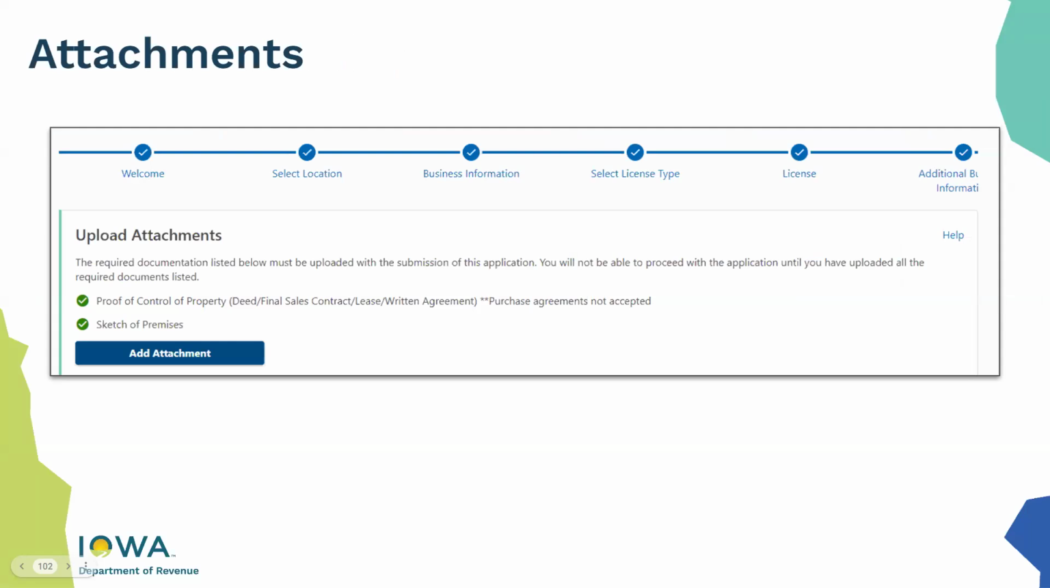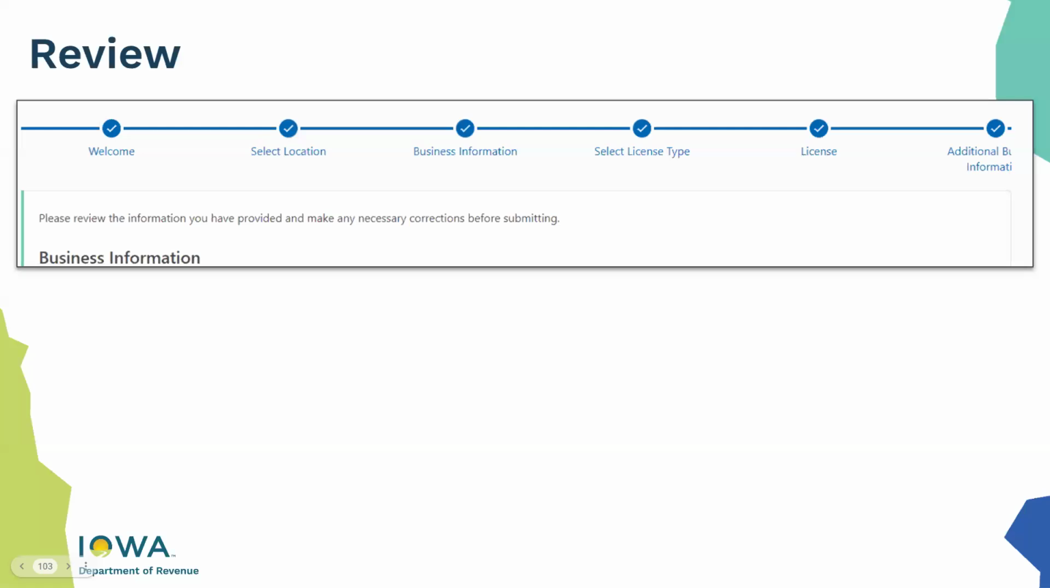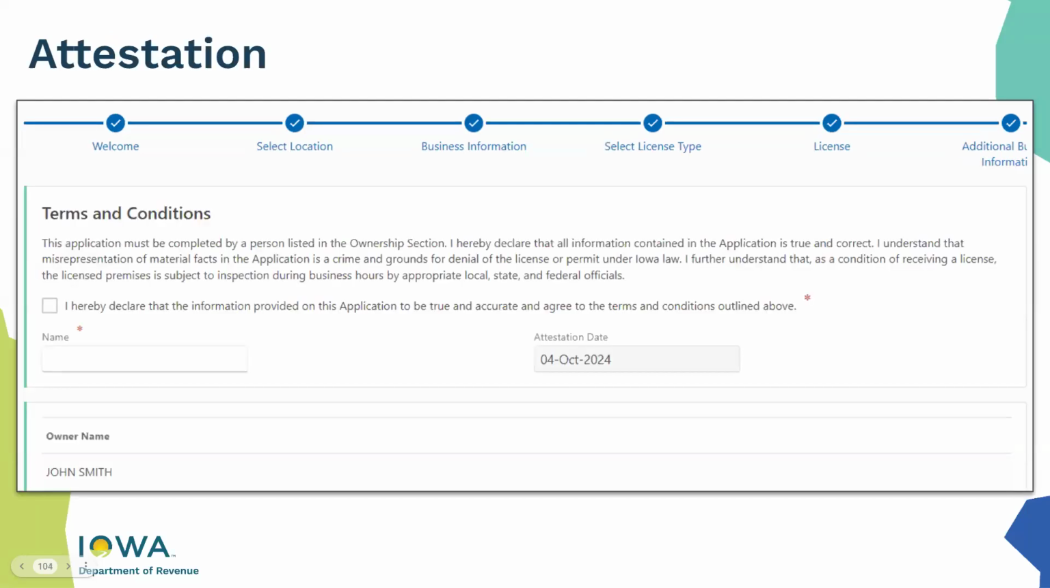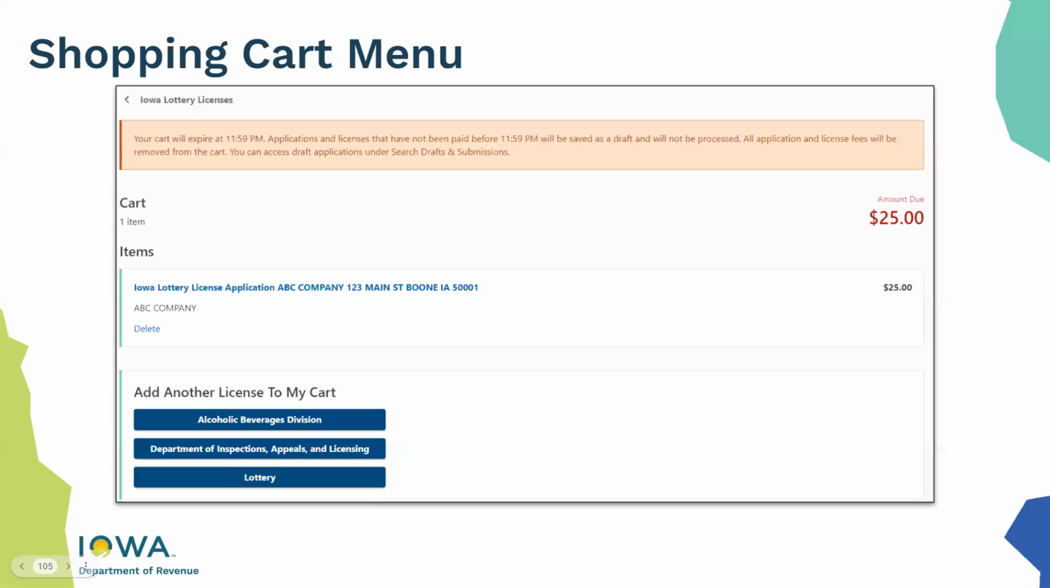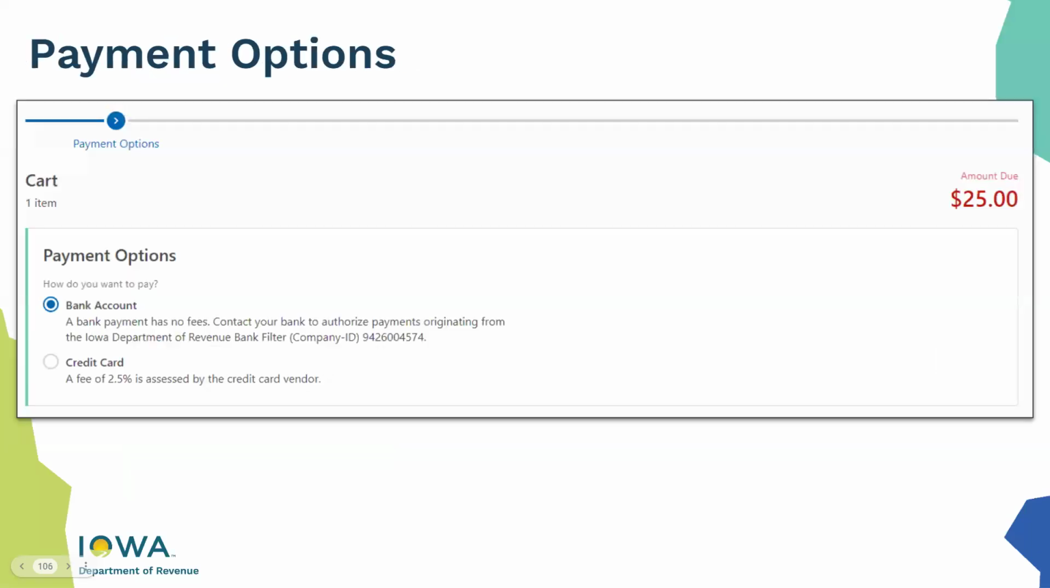And then once you have completed uploading your attachments, you'll go to the review page, where you can review all the information that you have entered in and go back and make any changes at that time if necessary. Once you've completed that, you'll go to the attestation page where you will endorse the application. The name that will need to be entered on this page will need to be a listed owner on the license. And then once you've completed that, you'll be ready to check out and pay for your licensing fee or add another application if need be.